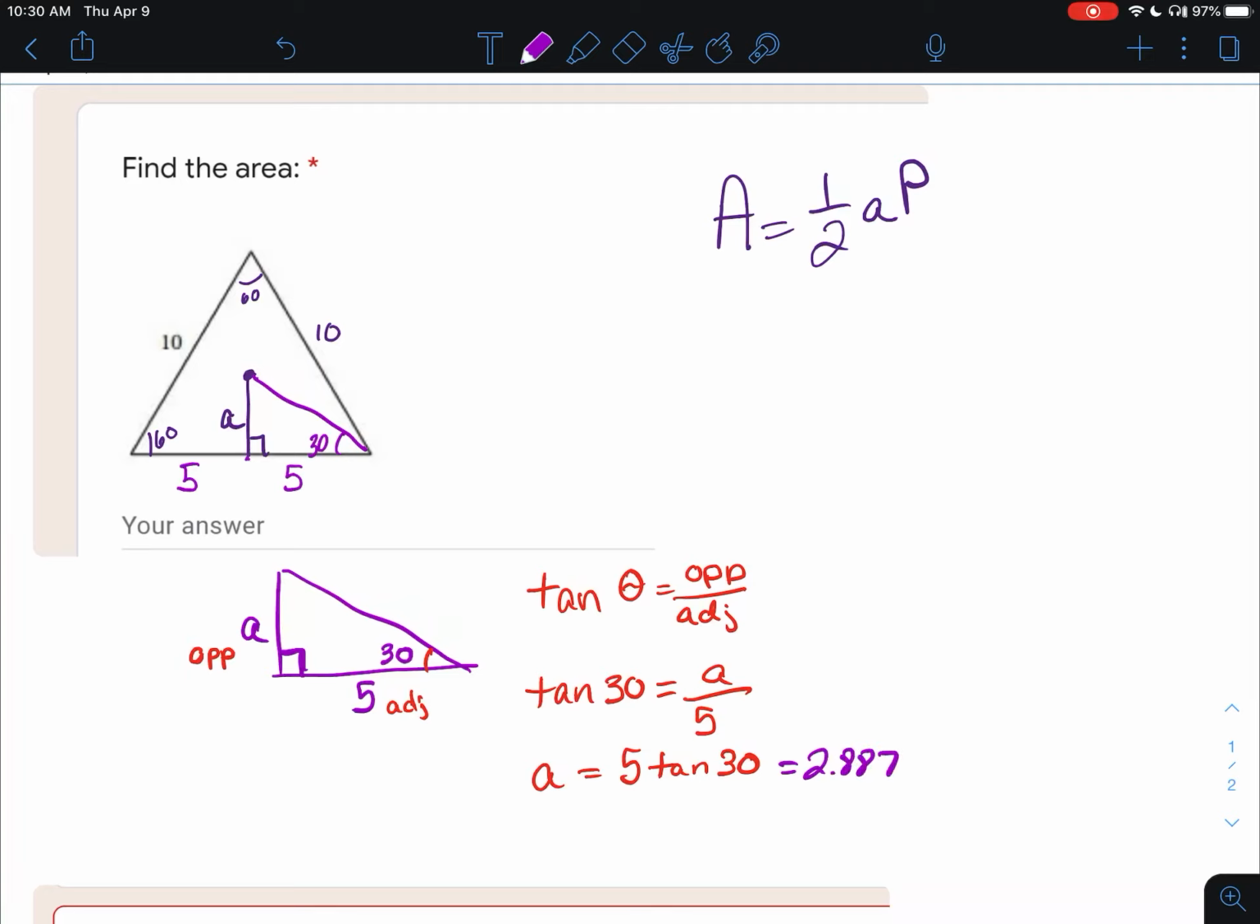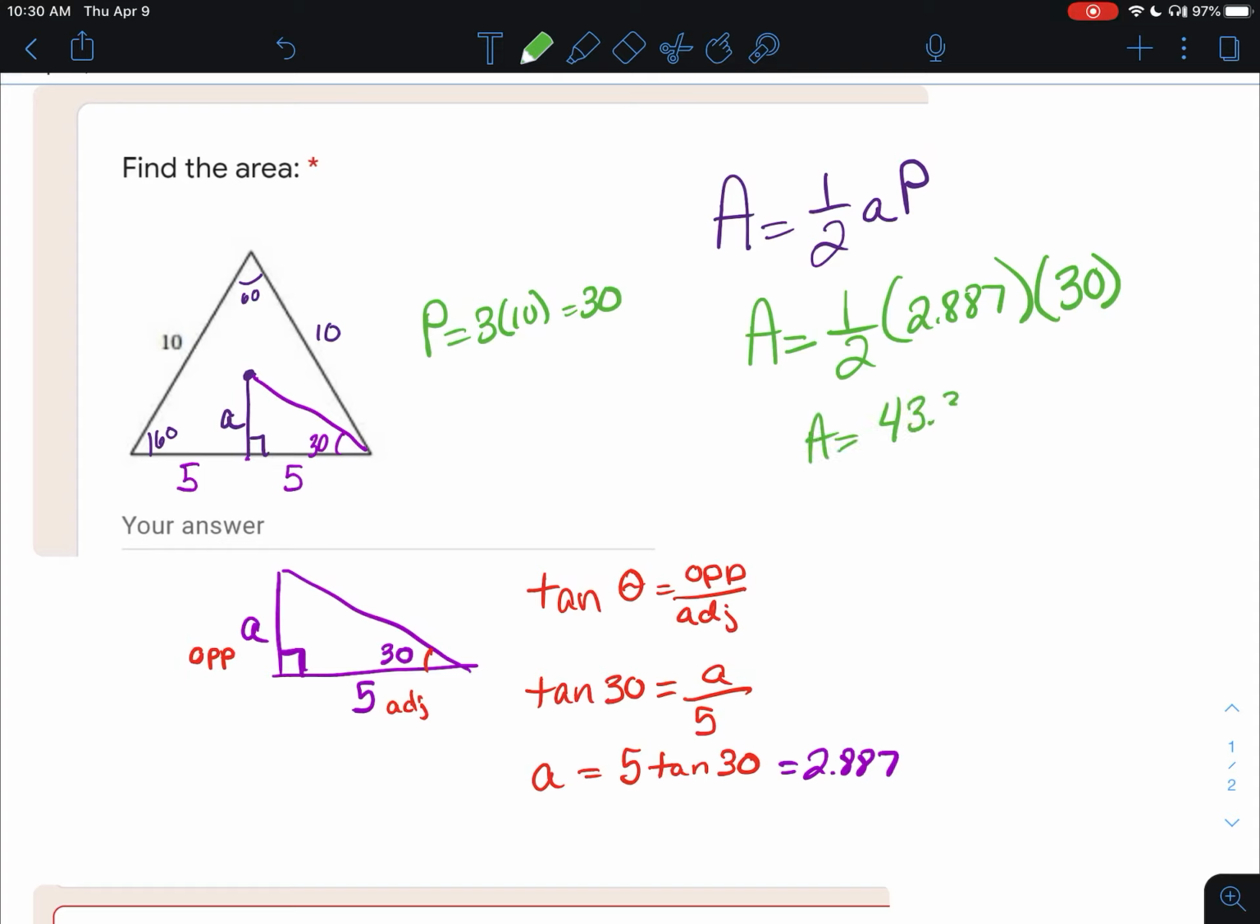2.887. All right, also being an equilateral triangle, the perimeter is real easy to find because our perimeter is just simply going to be 3 times 10, which is 30. So now we have all of our information that we need in order to find the area of this particular triangle. So 1/2 times 2.887 times the perimeter of 30. Plug that in our calculator, and you should get 43.305. And I think this form wants it in the tenths.